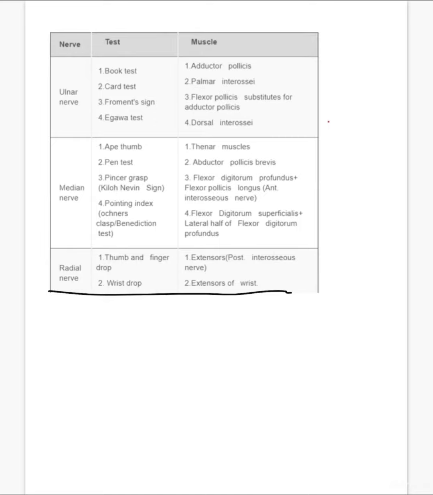Now coming on to the tests that you need to know. First of all, the ulnar nerve. Remember it like A, B, C, D: C for card test, D for dorsal interossei, E for Igawa's test, F for Froment sign. I think there is no confusion. We'll see the images also, don't worry. Then the median nerve: everything is coming with P, like ape thumb, pen test, pincer grasp test, pointing index test, and the benediction hand, everything comes with P.